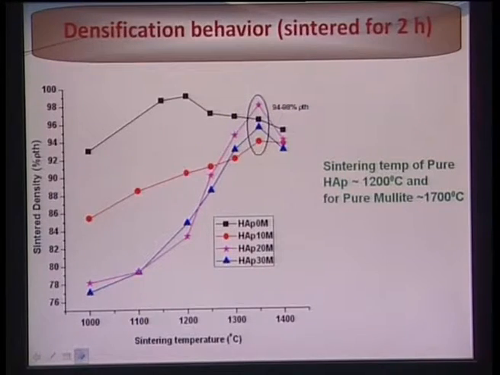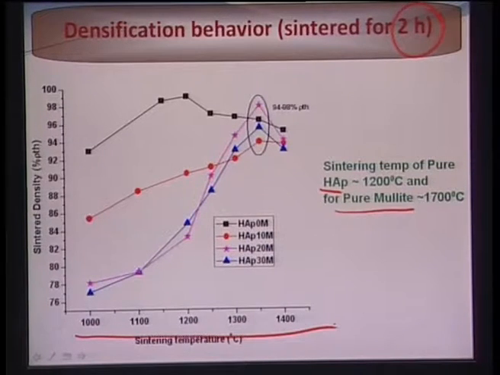Now, if you do normal pressureless sintering of hydroxyapatite with mullite, for example, just to improve the fracture toughness, I will show you why and how mullite content increases the fracture toughness. Now, these sintering experiments were carried out for 2 hours in simple air at different temperatures, from 1000 to 1400 degrees Celsius. It was not known at what temperature you can obtain sufficiently high density in the hydroxyapatite-mullite, and that was the reason why the sintering temperature needed to be optimized.